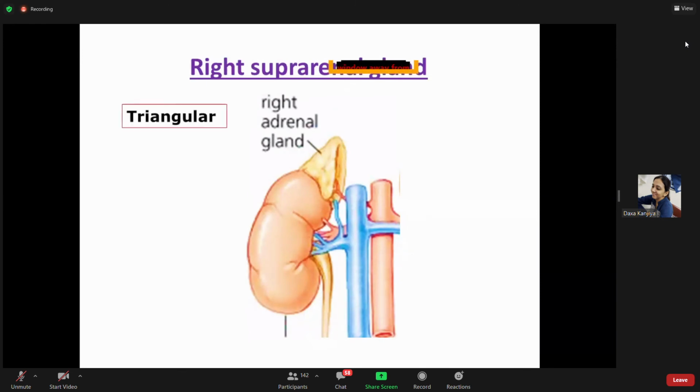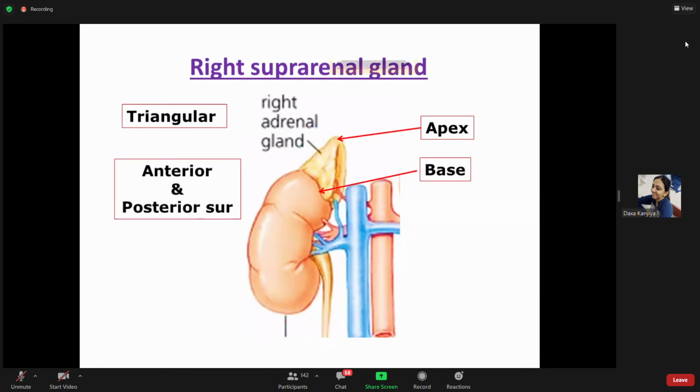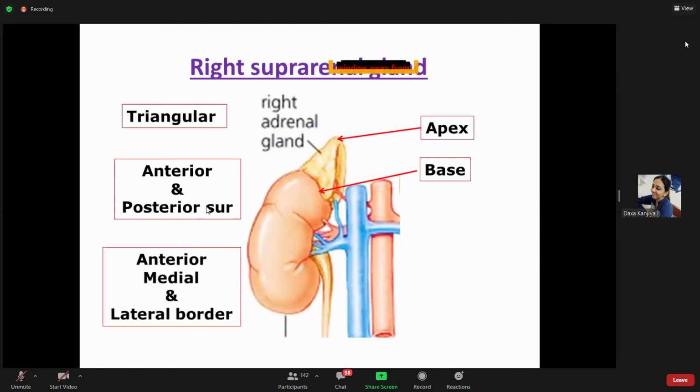Now the morphological features of the right suprarenal gland. It is triangular in shape, having one apex which lies above. The base lies over the upper pole of the right kidney. Two surfaces, anterior and posterior surface; the posterior surface lies behind. Three borders: medial border, lateral border, and anterior border. So three borders: medial, lateral, and anterior.